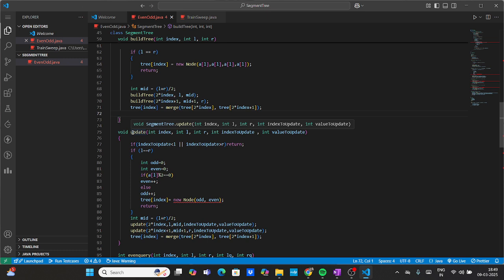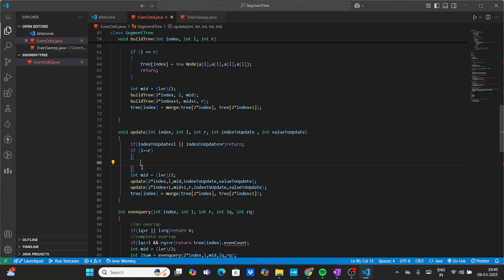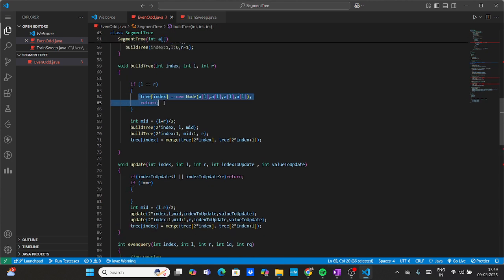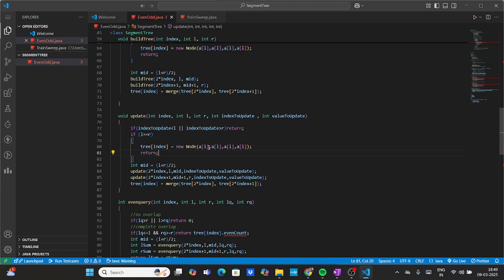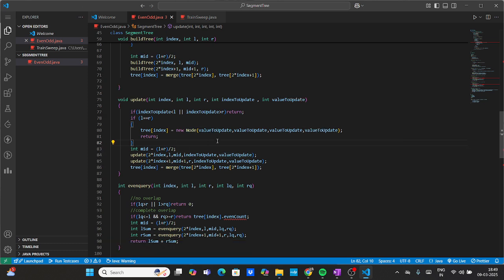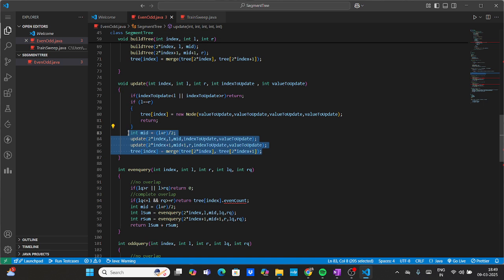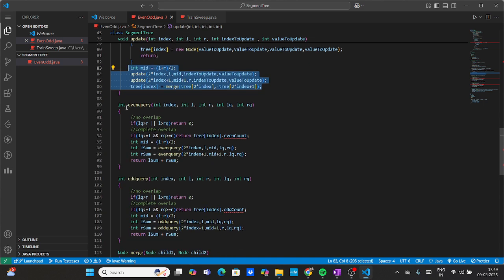Update, right? They said that you can even update also, no? Don't do anything. Just copy, paste here, remove everything from here. Correct. Okay, straightforward, no change here. Next, the query.